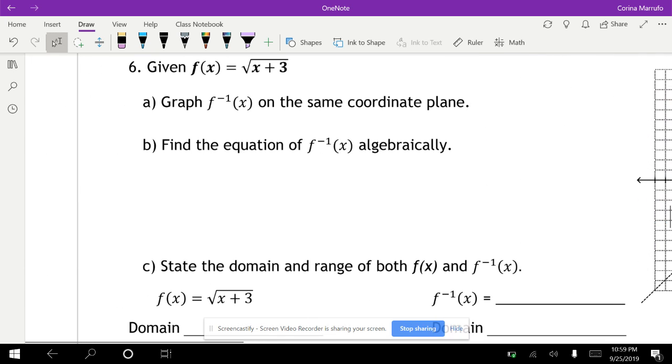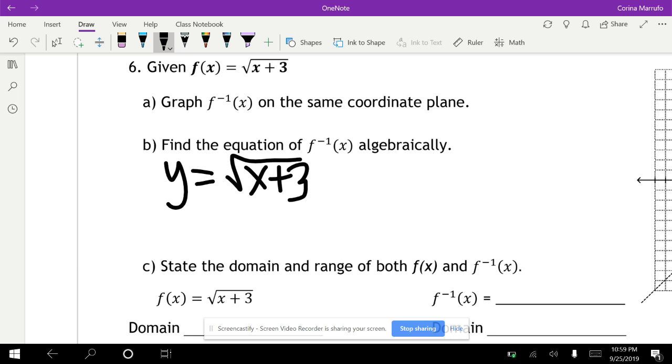So here they want us to find f inverse of x algebraically. So we're going to go ahead and set it up. y equals the square root of x plus 3. And then what we're going to do is switch the x with the y. So x equals the square root of y plus 3.